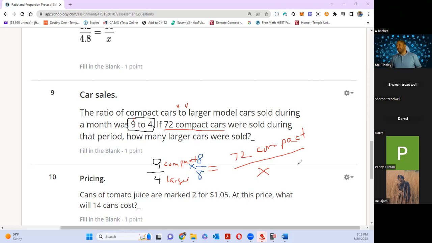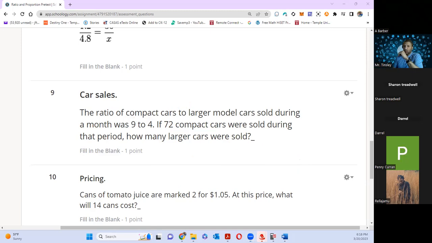What is 4 times 8? 32. You got your answer. 32 larger cars. There we go. Done. Again, there's 3 ways: equivalent fraction, unit rate, cross multiplication. Let's look at the next one real quick.